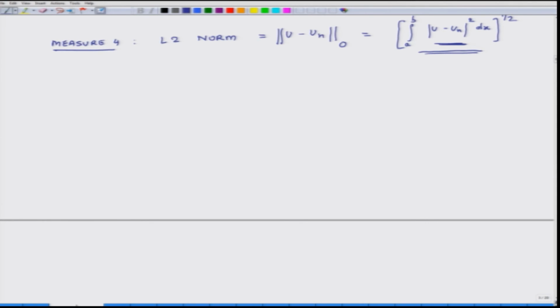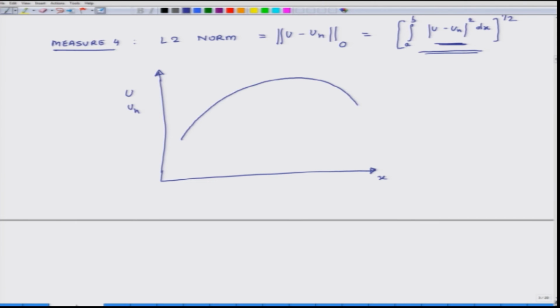So, to give you an illustration, this is x, and here I am plotting u and uh. Okay. So, let us say this is my u, and I am plotting it. Let us say this is x equals b, and this is x equals a. So, this is u of x, this is exact.